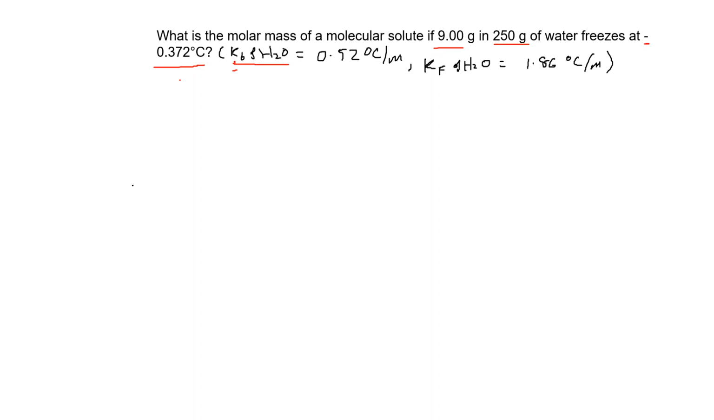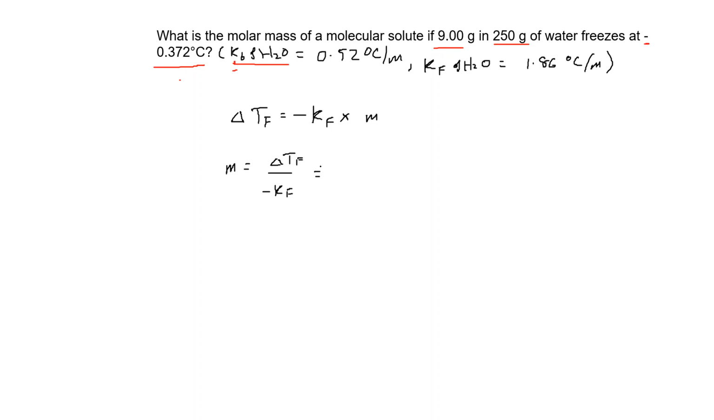Okay, so first thing I would write down here is the equation for the freezing point depression. Delta TF is equal to minus KF times the molality. All right? So what I would do is rearrange this to get the molality. Molality is equal to delta TF over minus KF. All right?